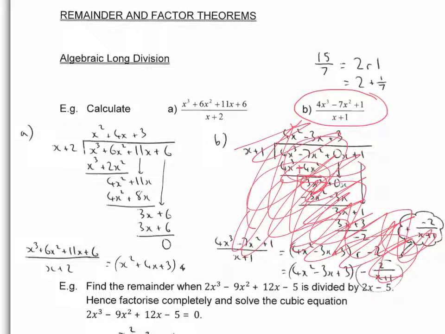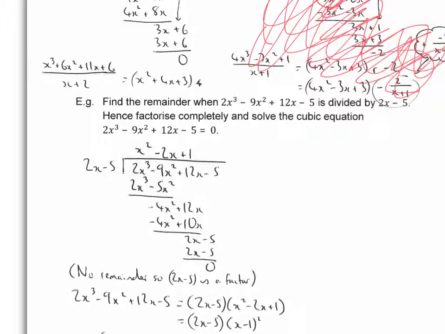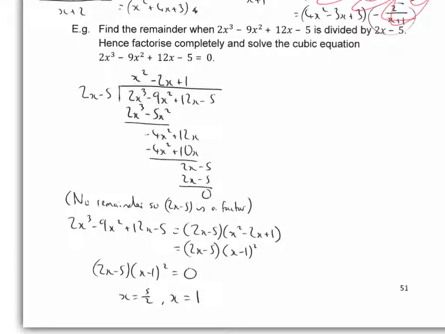Okay, so let's now move down and look at this next example, which is new. And here we are told that you need to find the remainder when this thing here is divided by 2x minus 5. So we're going to divide 2x minus 5 into this thing here and see what's left over. Now the next bit should make you suspicious already of what the answer should be. It says hence factorise completely and solve this cubic equation.